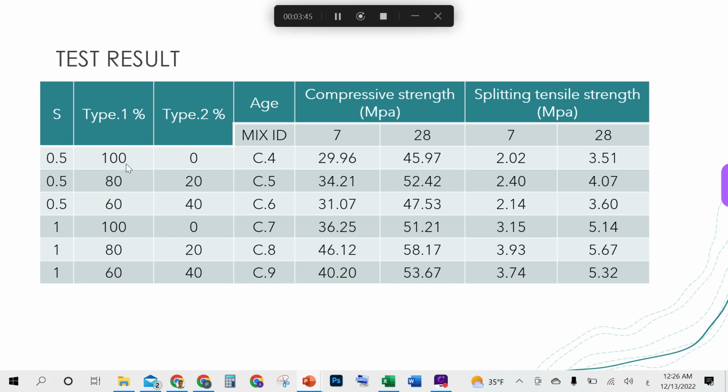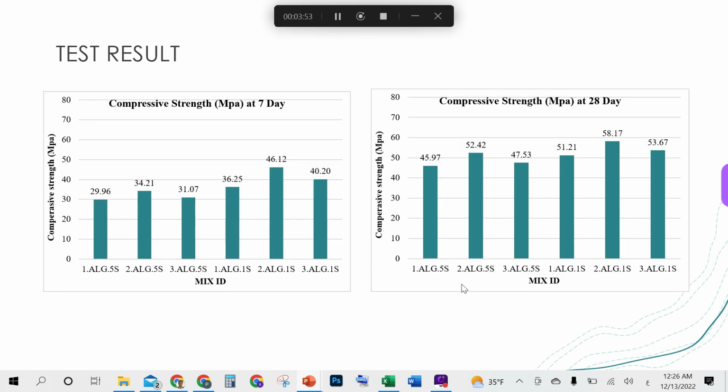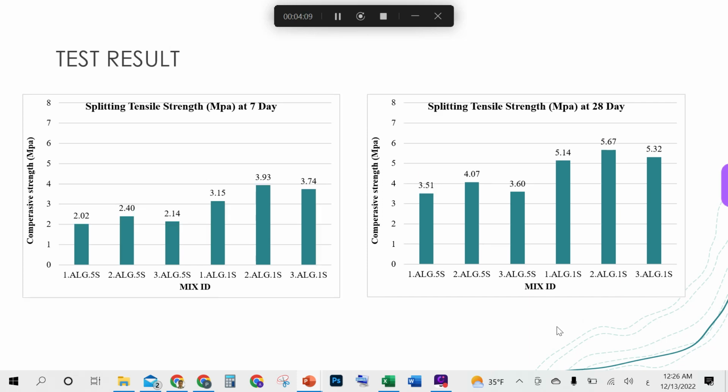As you can see, we have six mixes in my research, and in this slide you can see the comparative compressive strengths after 7 days and after 28 days. And this slide shows the splitting tensile strengths after 7 days and after 28 days.